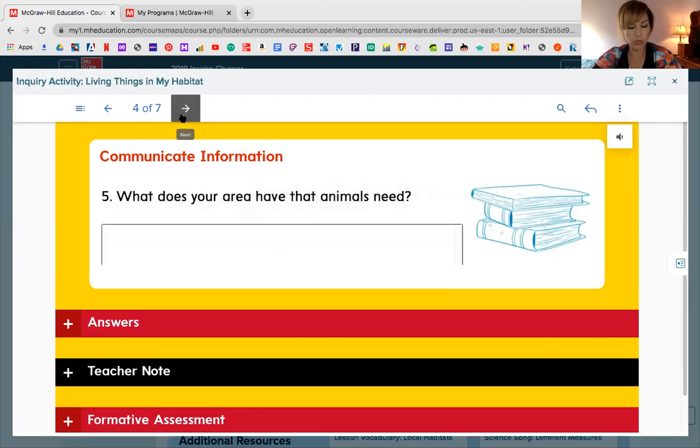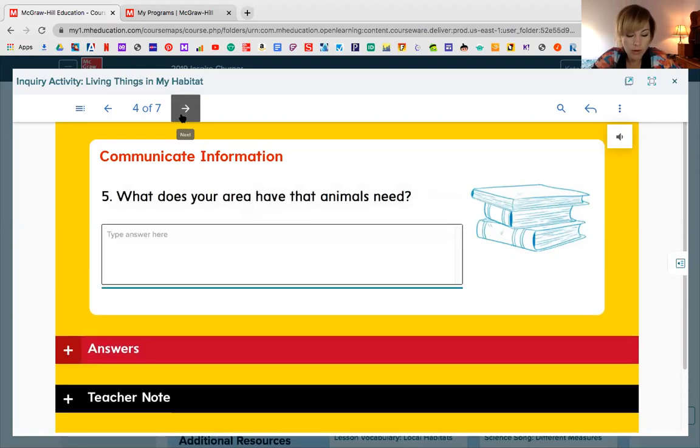Okay, so communication log. Number 5 says, what does your area have that animals need? So when I think about Whitman, I think that there's a lot of food to eat. There's tons of plants, other little animals that the birds might want to eat, squirrels like seeds and stuff. So I would say that the trees have seeds for them. There's people around, so I know that people leave food for birds, which I mean, it's not natural, but that's true. Sometimes birds will go where people are.